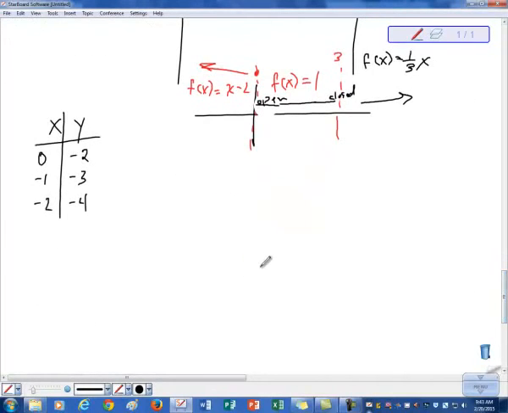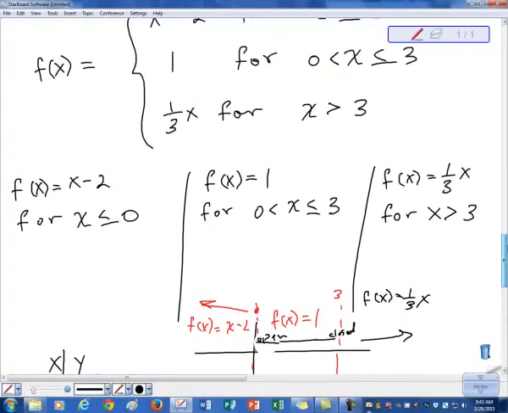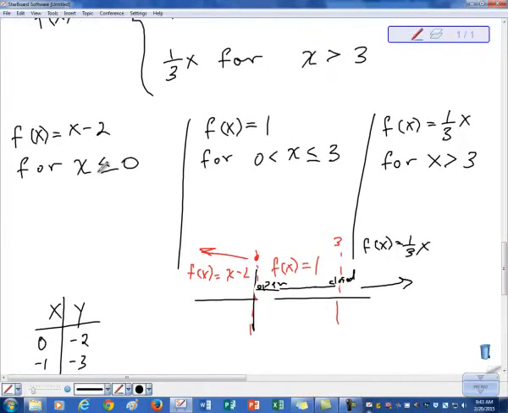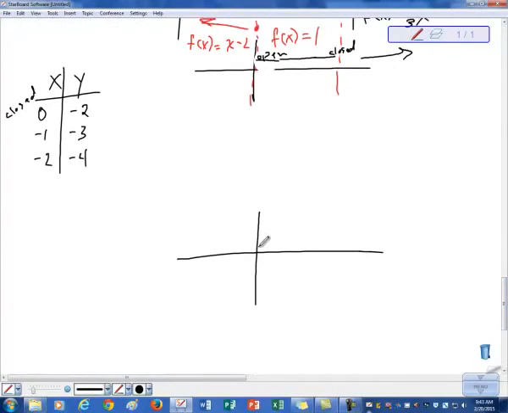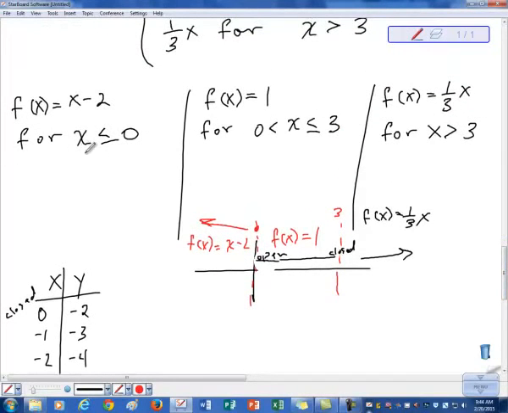So on our graph, we look at a restriction, and at 0, x is less than or equal to 0, so that's closed. So that'll be a closed dot at 0. And so we're going 0, -2, and that's closed, and we'll use red for that. And then -1, -3, and then -2, -4. Because it's less than 0 and there's nothing restricting beyond that, you get an arrow.